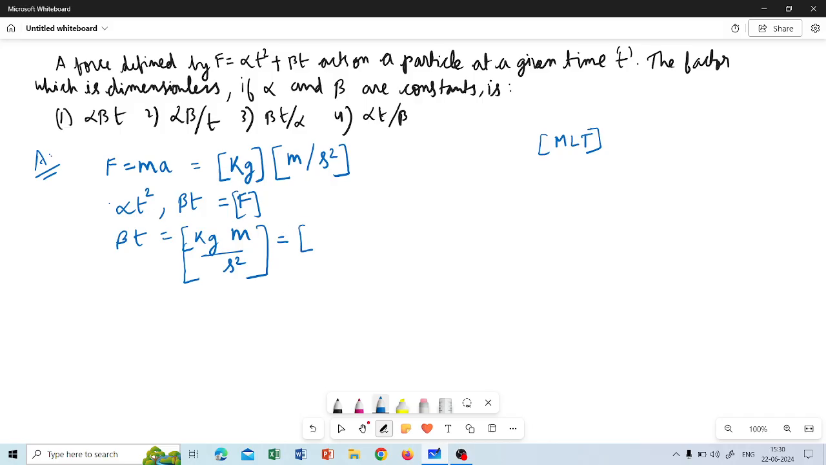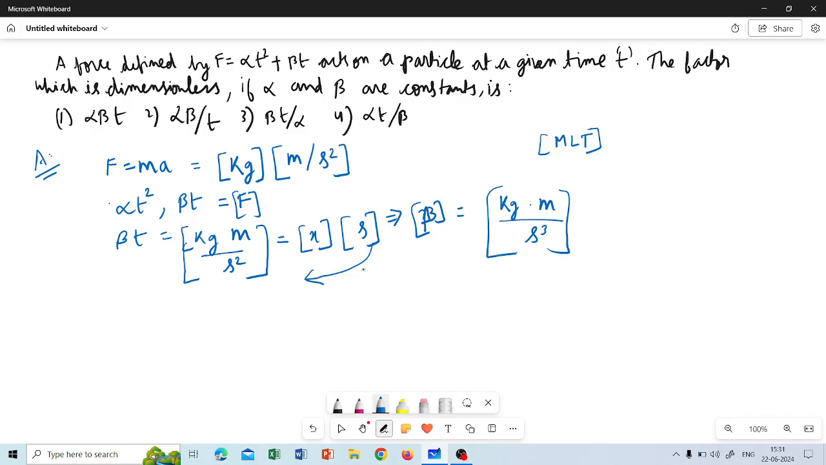So beta is some x. Let me take some x units into time, that is time in seconds, right? So what is x here? Now if I simplify this expression, let me keep it as beta itself to avoid confusion. The units of beta is equal to, if I take this to the left hand side denominator, kg meter per second cube, right? So this is the unit of beta.